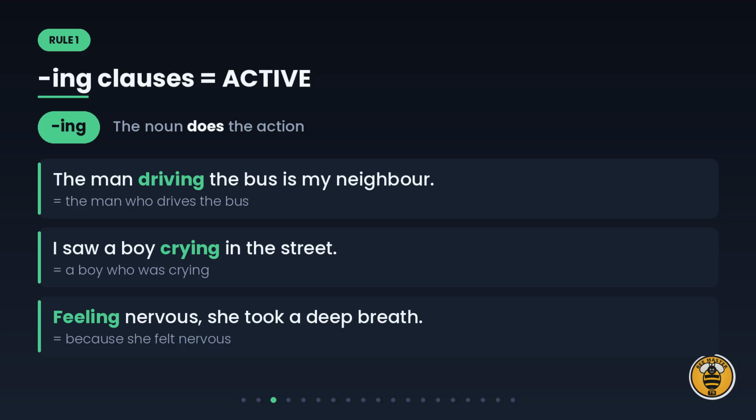Now the heart of the lesson. An ing clause has an active meaning. The noun in front of it does the action. The man driving the bus is my neighbor. The man drives, he is the doer. Another one. I saw a boy crying in the street. The boy cries. And it works at the start of a sentence too. Feeling nervous, she took a deep breath. She feels nervous. In every single case, the noun is the one doing it.